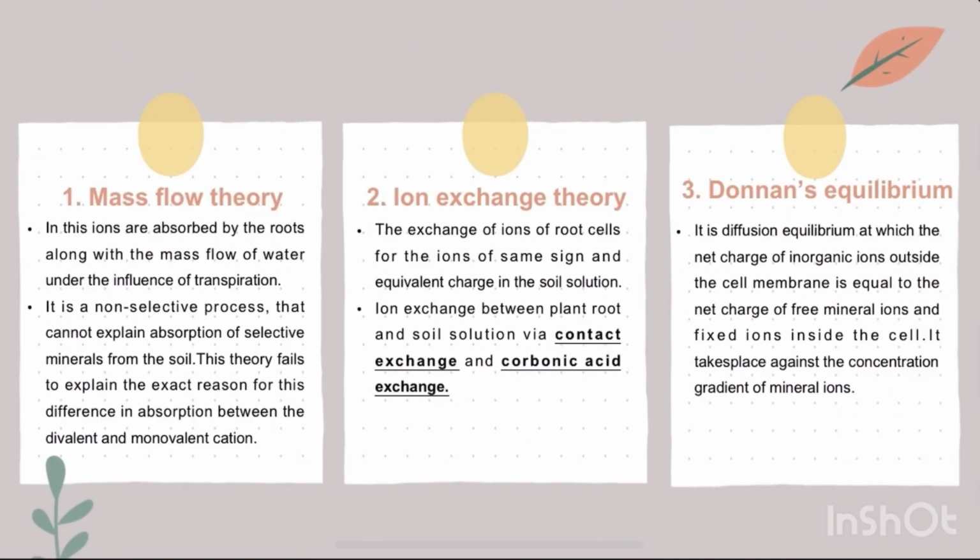Mass flow theory. In this, ions are absorbed by the root along with the mass flow of water under the influence of transpiration. It is a non-selective process that cannot explain the absorption of selective minerals from the soil. This theory fails to explain the exact reason for this difference in absorption between the divalent and monovalent cation.